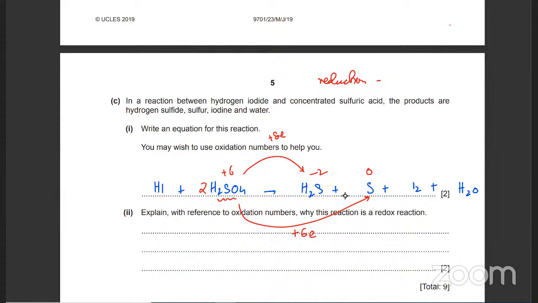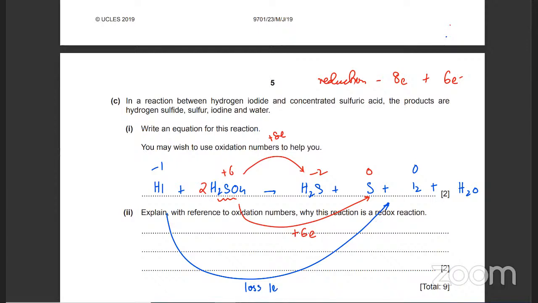And in total, how many electrons are being gained? 8 electrons gained when you want to make H2S and 6 electrons gained when you want to make sulfur. So that's a total of 14 electrons, right? So 8 plus 6 electrons is the amount of electrons being gained. So whoever is getting oxidized must lose the same number of electrons. So who's getting oxidized? The element that is getting oxidized is iodine. It goes from -1 to 0. So 1 iodine loses how many electrons? -1 to 0. So that is a loss of 1 electron, right?